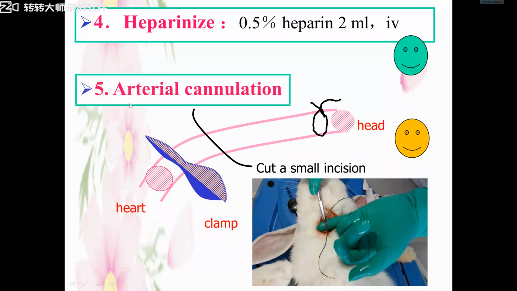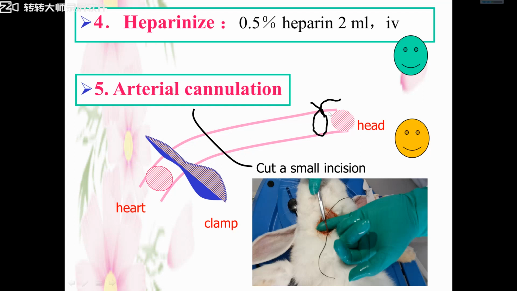And the next step, just now we inhibited coagulation, we injected 2 milliliters of heparin, and then we can insert the arterial cannula. So we have prepared two threads. One thread near the head, we have tied this artery, and on the other side near the heart, we use the clamp on the artery, and prepare one thread to fix the cannula.